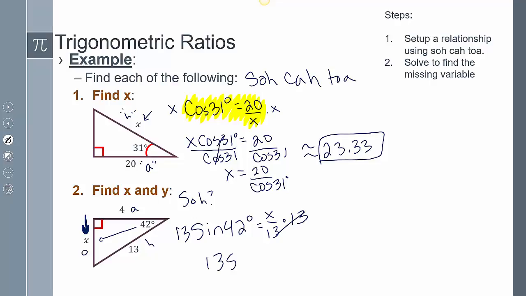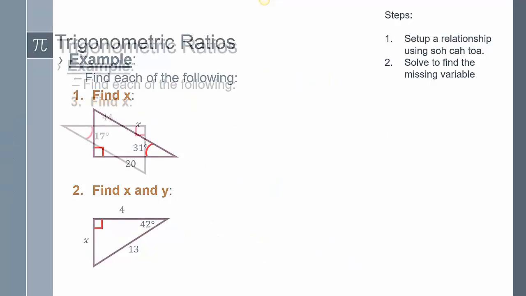And so 13 sine of 42 degrees is going to give me x. So I entered that into my calculator, and I'm going to get approximately 8.7. That's going to be my answer.